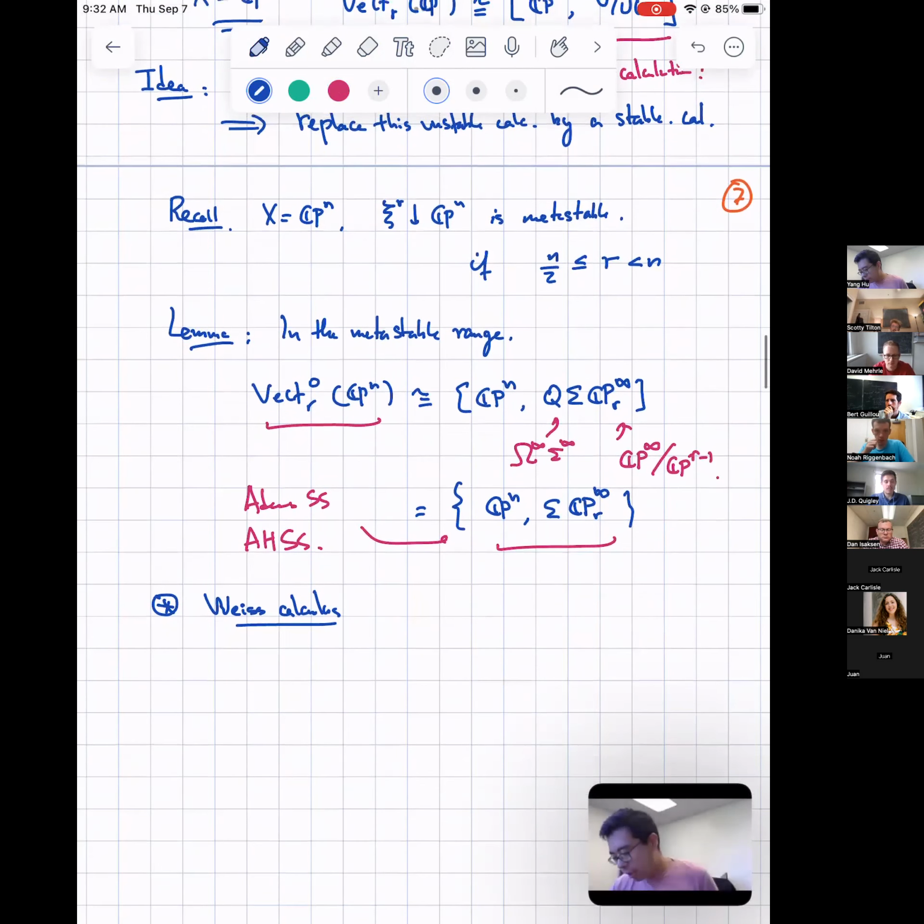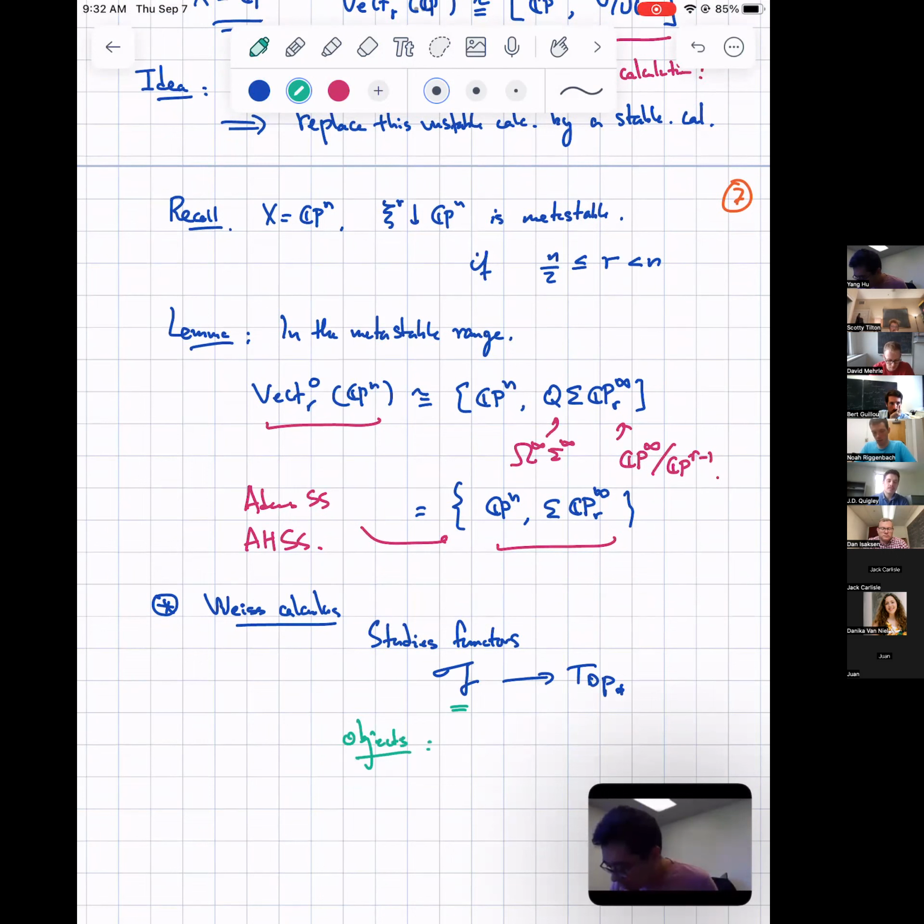So Weiss calculus is a machinery that studies functors from a category of vector spaces to the category of pointed topological spaces. Here, this category J is essentially a category whose objects are finite dimensional vector spaces. They could be real vector spaces or complex vector spaces, depending on purpose. If we work over the real numbers, this theory is called orthogonal calculus. If we work over the field of complex numbers, this theory is called unitary calculus.